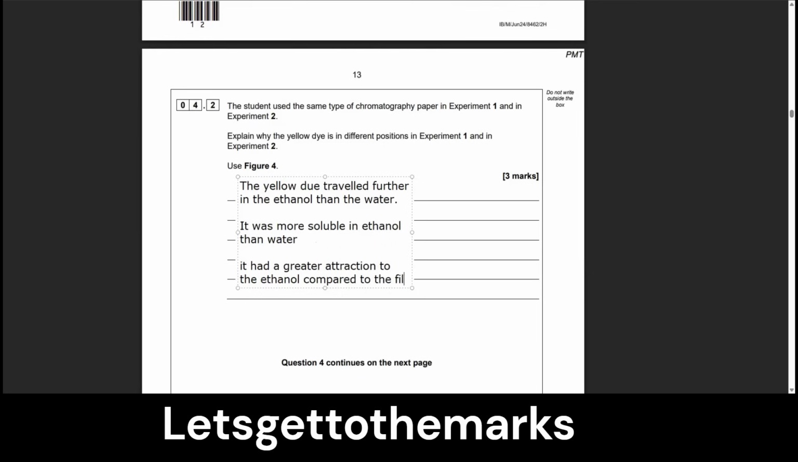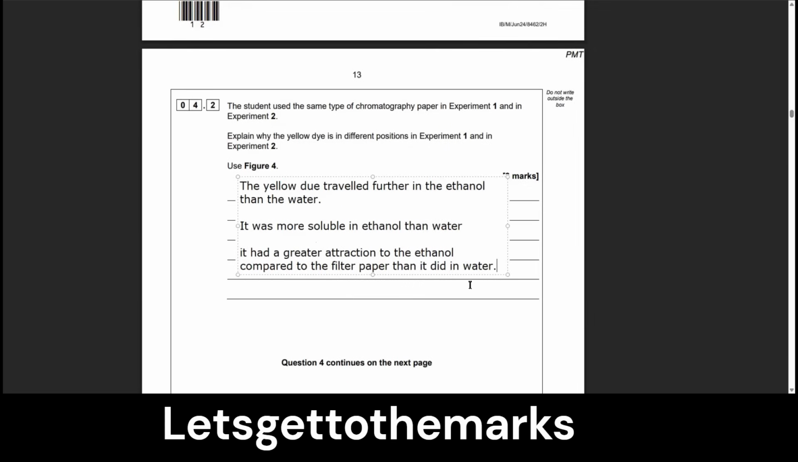compared to the filter paper than it did in water. So it's more attracted to the ethanol than it is to the water, more soluble in the ethanol than the water. Therefore, it traveled further in the same amount of time. That's a bit of a long one to write, but yeah, I probably could have talked about mobile and stationary phase there and said the yellow dye had a greater affinity to the mobile phase than the stationary phase. So greater affinity to ethanol than to water. And then you could compare it to the stationary phase if I really wanted to, but that's just long.